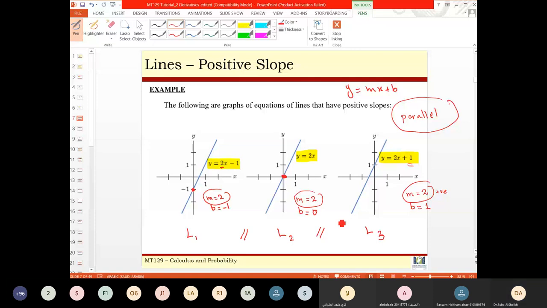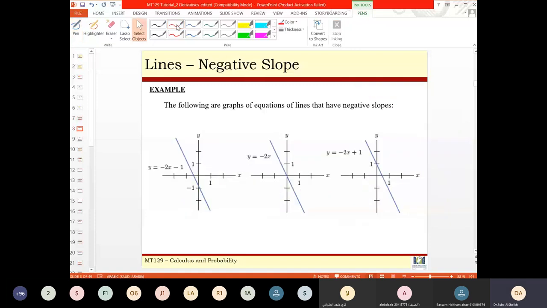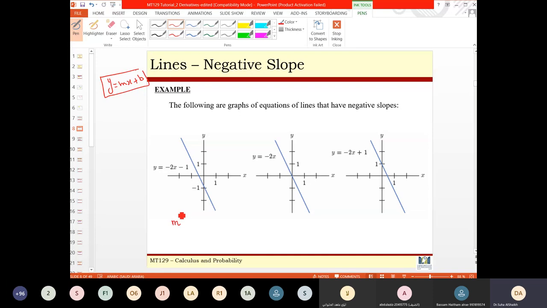Now here they give me one more example, three lines that are clearly parallel as well. For this one, what's the slope? What is m? Always keep in front of my eyes the equation y = mx + b, the standard form of the equation. m is minus 2. Pay attention, we have to take the sign as well. And what is the y-intercept in this case?